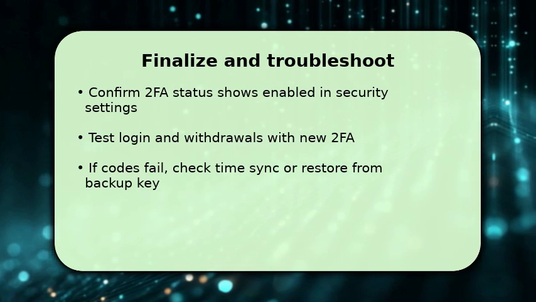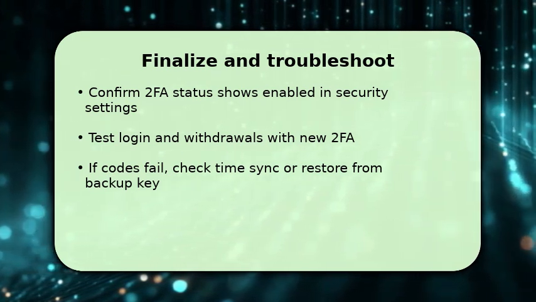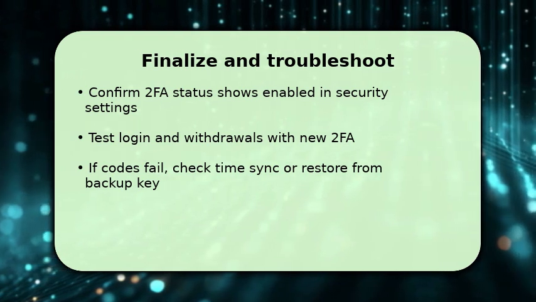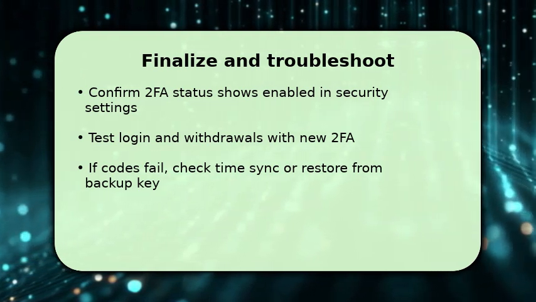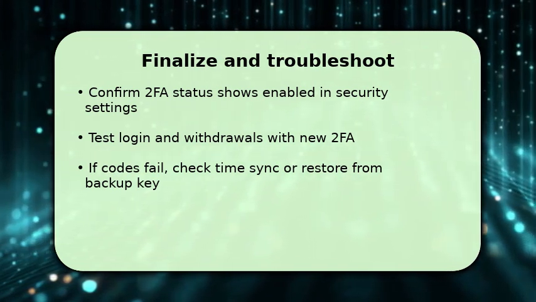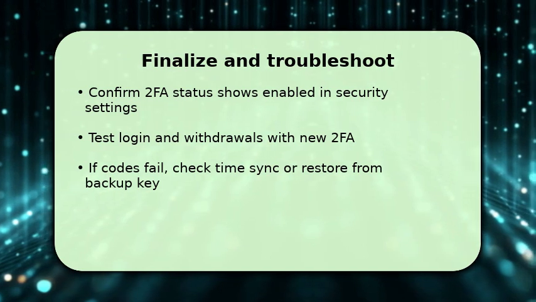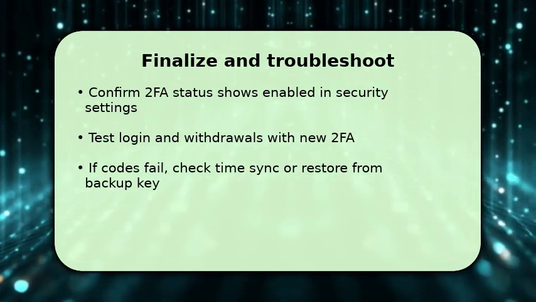Use the authenticator code during login and when performing sensitive actions like withdrawals. If your codes are rejected, sync your phone's clock with network time and try again. Incorrect time is the most common issue. If you still can't get codes, restore the secret using your saved backup key or contact support with account verification ready.